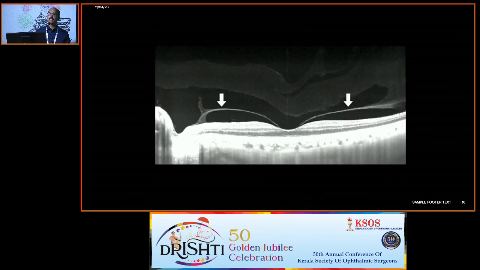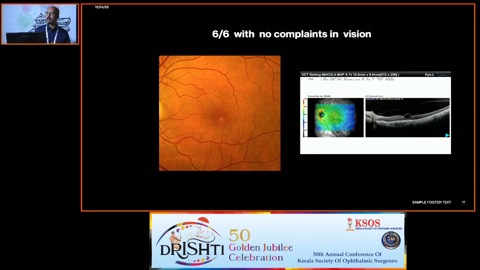So this is an OCT of a vitreomacular anomaly. How do we make a diagnosis? We have a vitreous attached to the fovea, but the anatomy and the integrity of the fovea is maintained. This is what is called a vitreomacular anomaly.